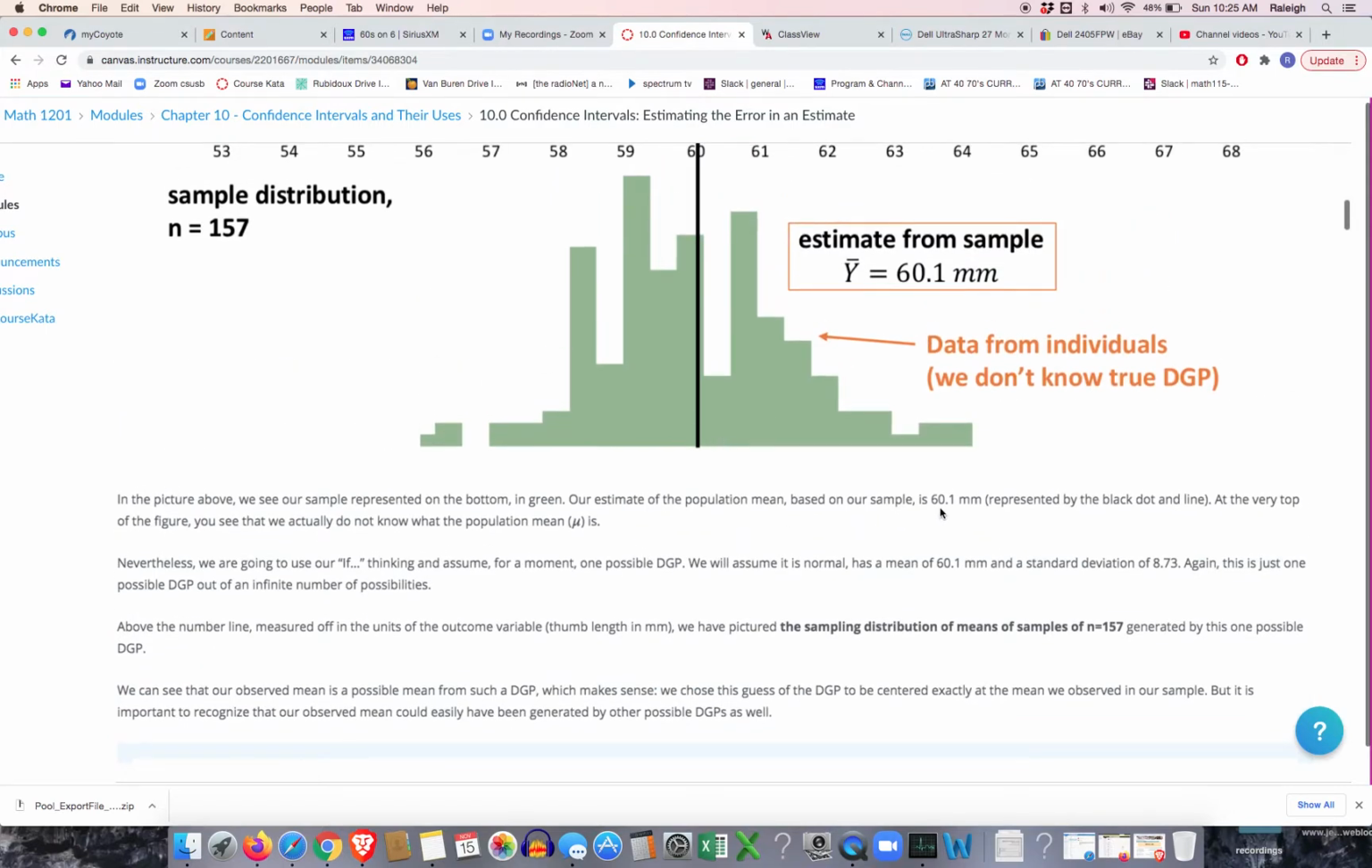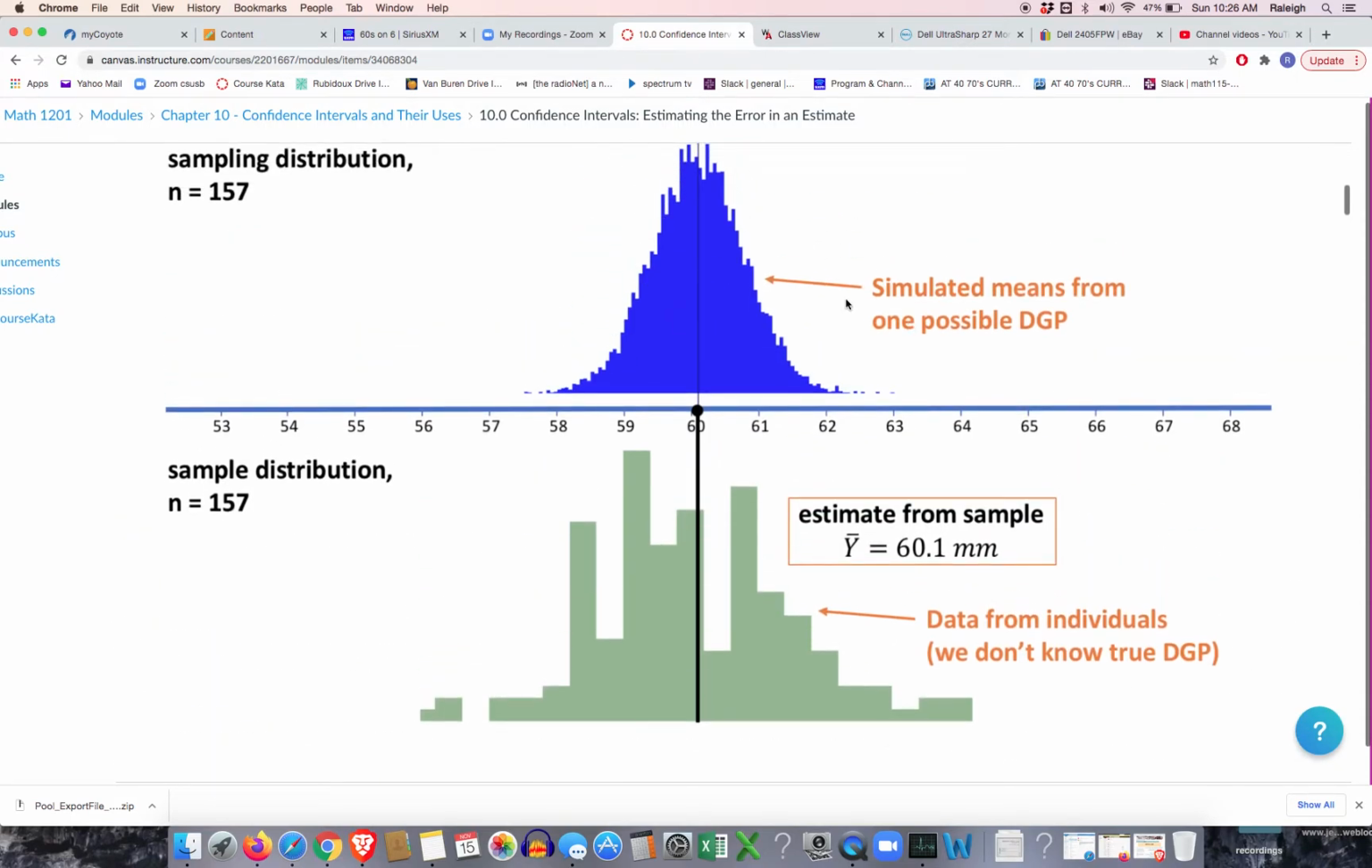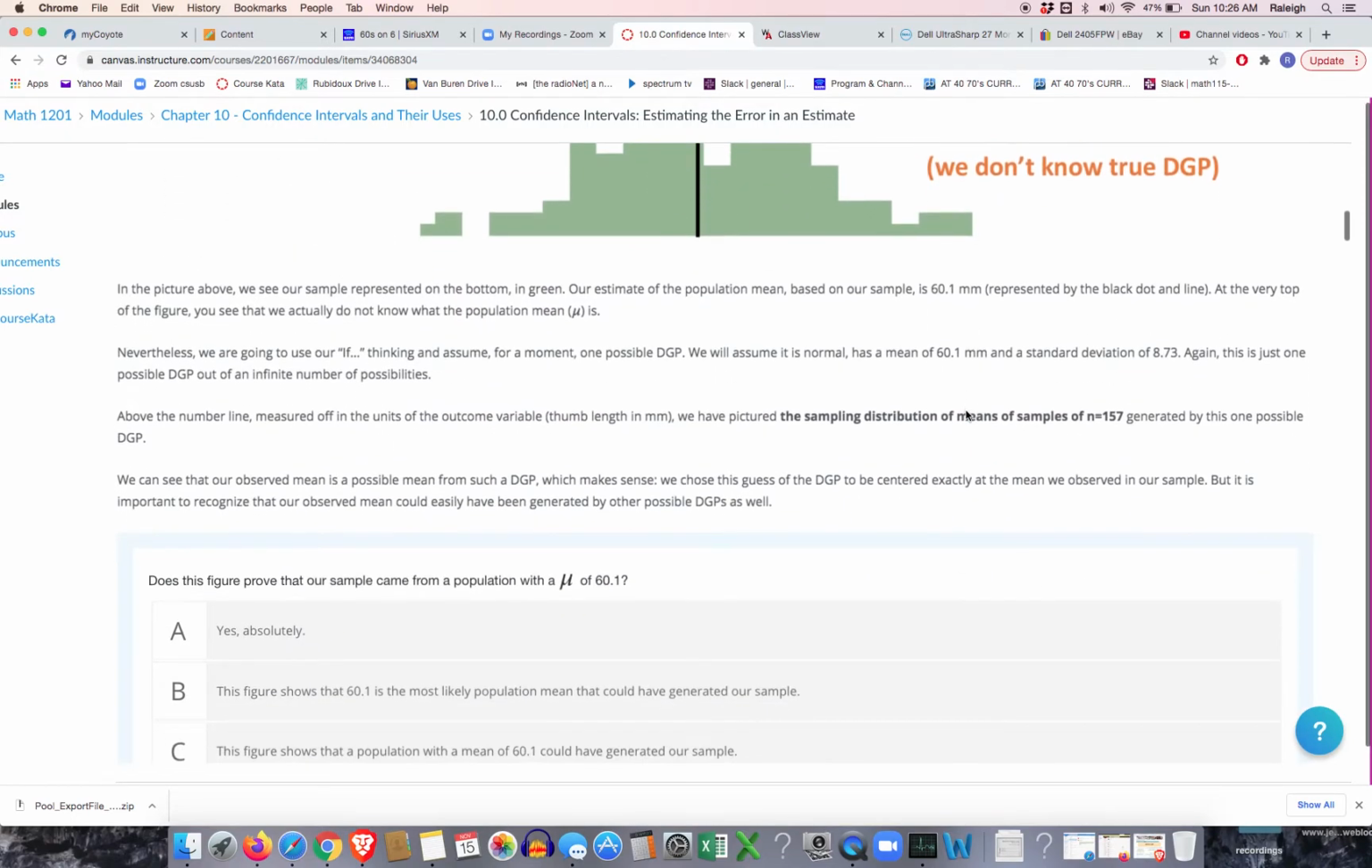The estimate is in blue based on 60.1, so that's going to be what we got. And we're going to use our if thinking and assume for a moment one possible version of reality. We assume it is normal, has a mean of 60.1, standard deviation of 8.73. So that's what this is. They're just saying what I just said, basically.